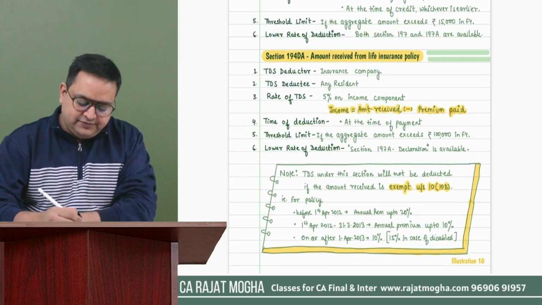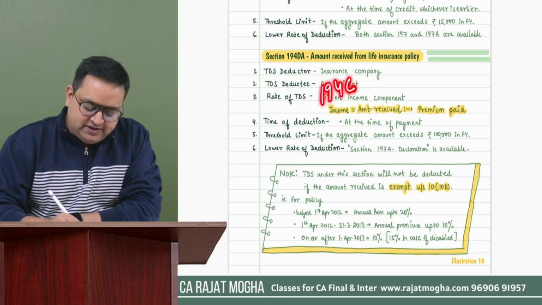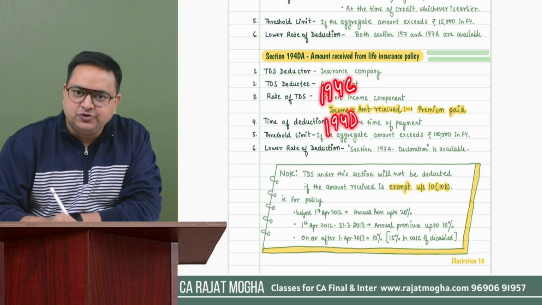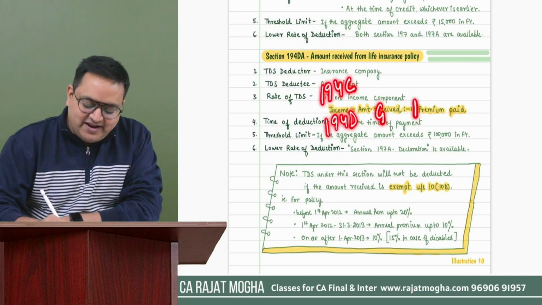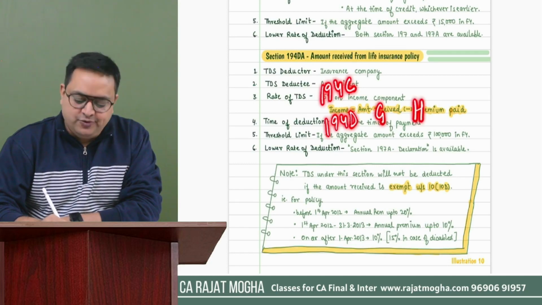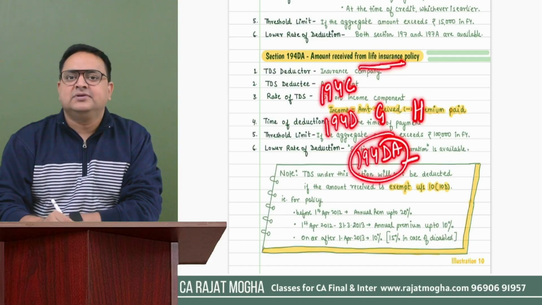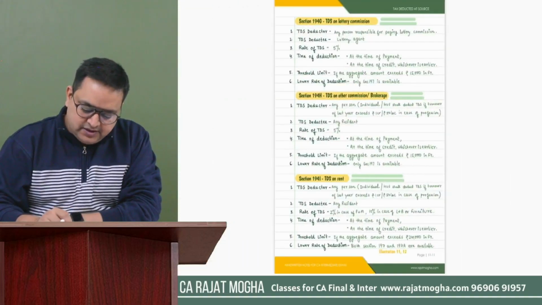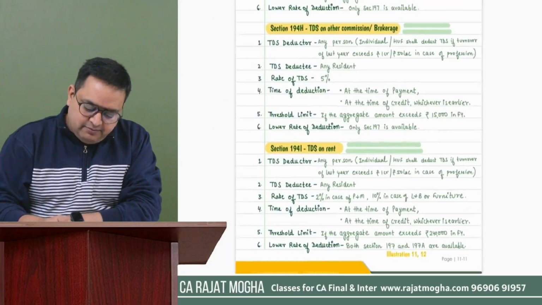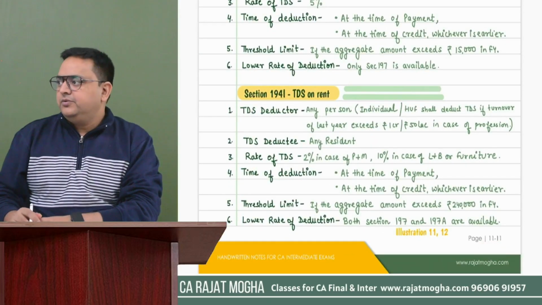So till now we have done 194C, TDS on contract. We did 194D, insurance commission, 194G, lottery commission, 194H, other commission and brokerage. And we also did 194DA, that is the amount received from an insurance policy at the time of maturity. Okay. Now coming to another important section, 194I. This is page number 11.11.